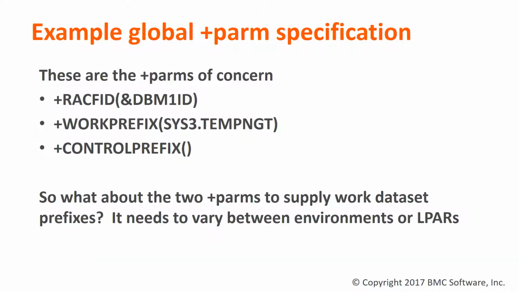We've mentioned the plus parms which may have to vary between DB2 subsystems. The DBM1 ID will easily take care of the plus RACF ID parm. This leaves the work prefix and the little used control prefix. These may not differ or may only differ at the LPAR or Plex level. Let's see how these are dynamically set.